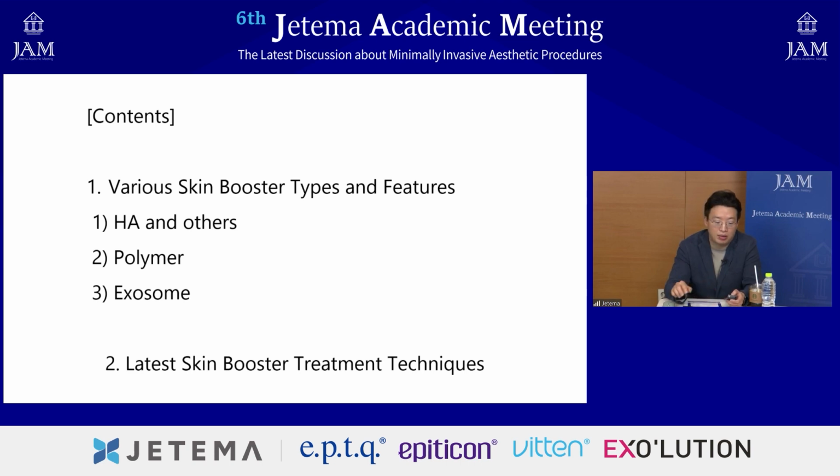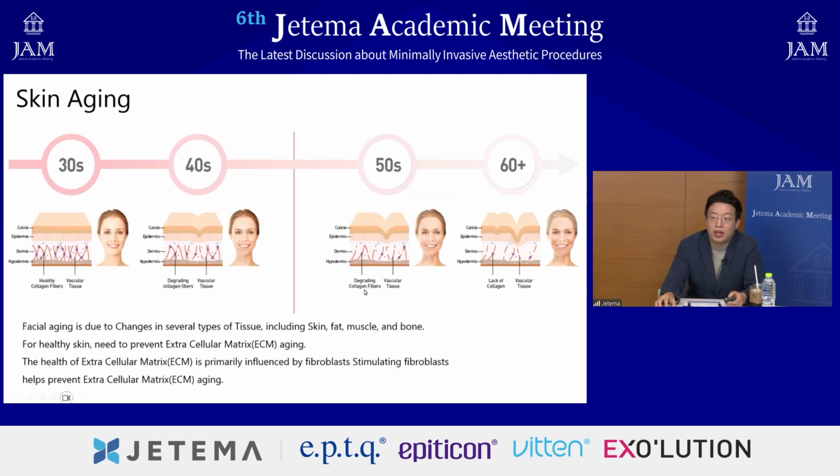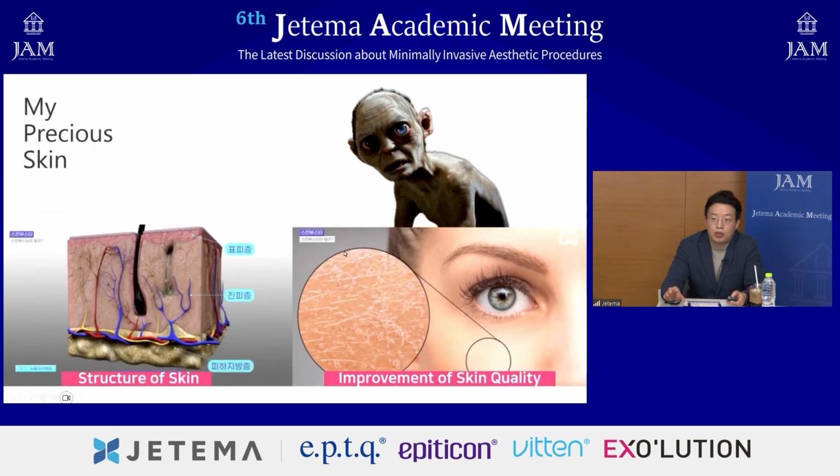So we all know that our skin ages as we get old, and we see the degradation of collagen fibers and other extracellular matrix. And we know that fibroblast is the key player in aging or prevention of aging. We all care about our skin quality, which means skin texture and pores and skin tone. When we get old, when our skin is damaged, we see our skin is very dry, very rough, very darkened.